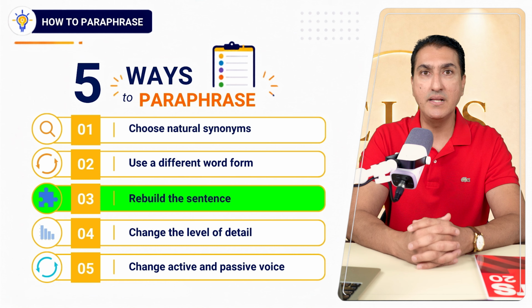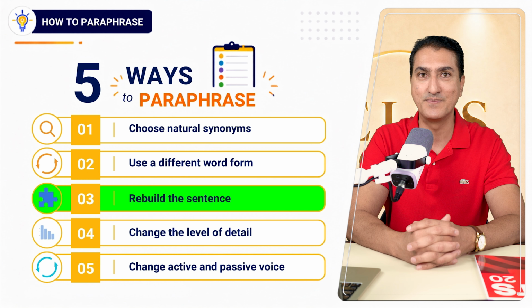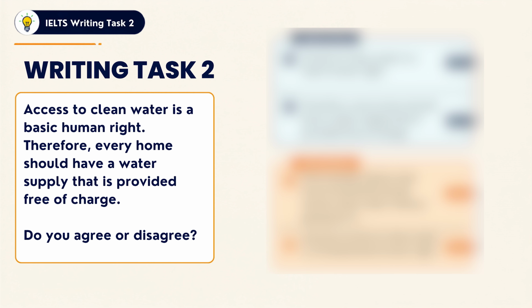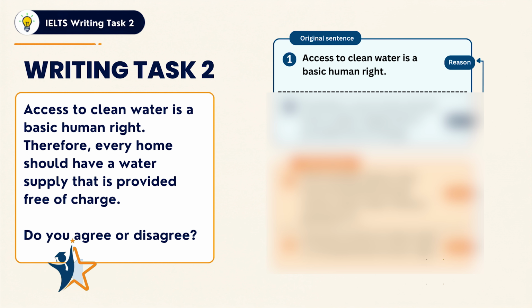Now, let's move on to strategy number 3. Rebuild the sentence. In this strategy, I changed the structure of the sentence, but I didn't change its meaning. Look at the original question carefully. Access to clean water is a basic human right. This sentence is actually the reason.